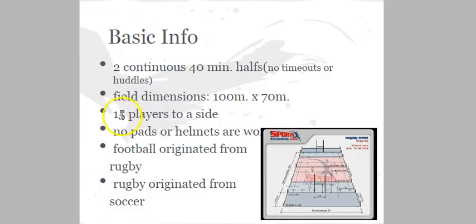area. You play 15 players a side, so it's 15 versus 15. So you get some good numbers out there. So it's a little bit larger than football, which is 11, and same thing with soccer, which is 11. There are no pads or helmets worn in rugby, so it's just a pair of shorts and some cleats. Football originated from rugby, and rugby originated from soccer. So that's where you kind of get some of those similarities there.